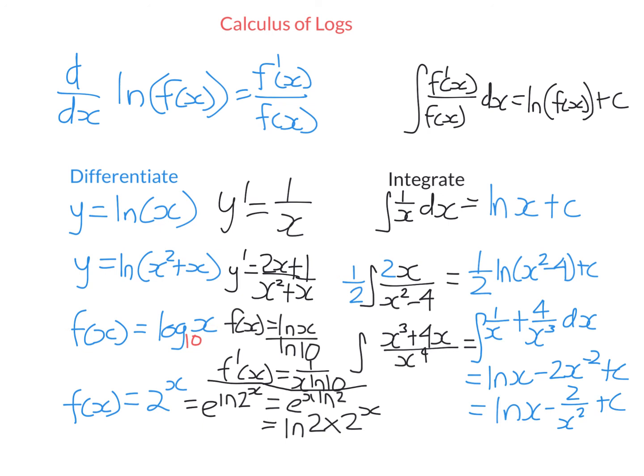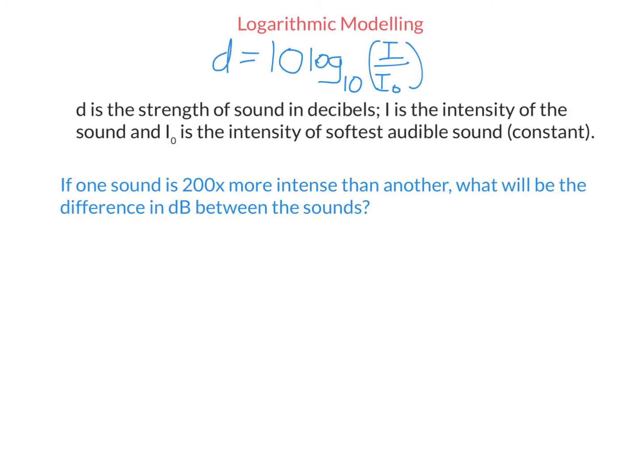All right, let's now look at some logarithmic modeling. Logarithmic modeling is when we use logs to solve real-world problems. An example of where logs are used in the real world is sound. This formula here tells you D, the number of decibels of a sound, and that's how we measure how strong a sound is. I is the intensity of the sound that we're talking about. It's measured by its energy output, and I0 is the intensity of the softest sound that can be heard by the average human. I0 is a constant. It's just a measure of energy in watts. I think it's like 10 to the minus 12 watts or something like that.